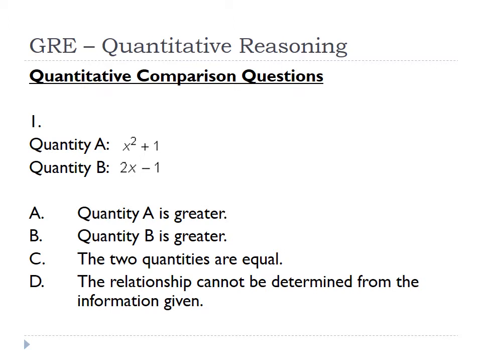Quantitative comparison questions. We have quantity A, quantity B, and what you're going to pick is one of these 4 options. The last option being the relationship cannot be determined from the information given. I don't know. Is it D? There's a way of knowing it. We'll talk about it later. So this is how this question works.